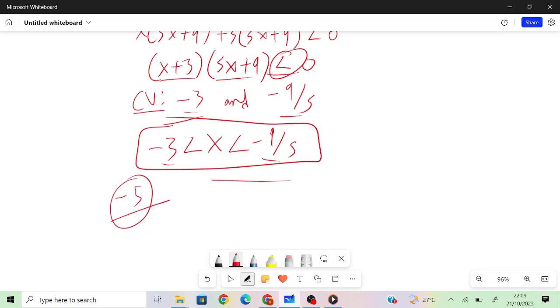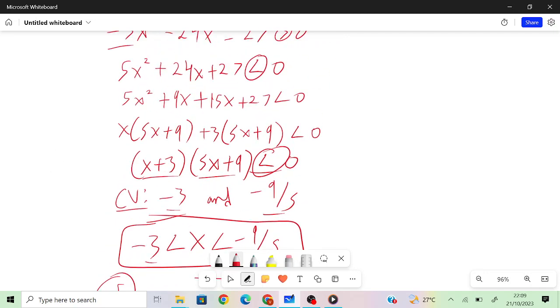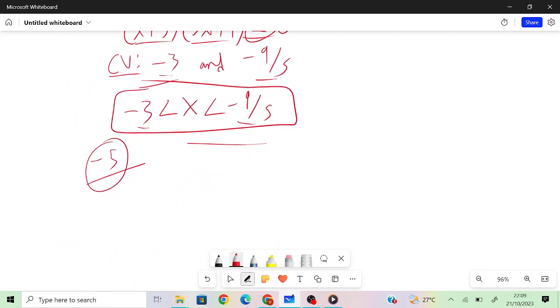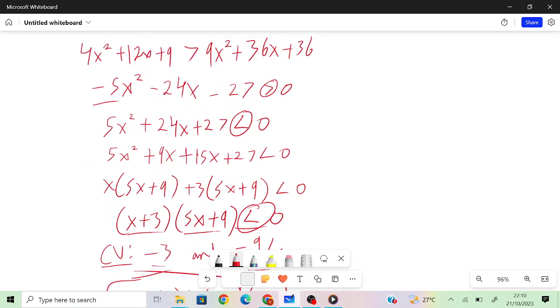Now let's take a value greater than -9/5. -9/5 is roughly -1.8 if I'm not wrong. So let's go ahead and take 0 because we know 0 is greater than -9/5. If we put 0 over here, we have 2 times 0, that's 0, plus 3, which is 3. And if I put 0 over here, I have 0 plus 2, which is 2, times 3, which is 6. And is 3 greater than 6? No, 3 is not greater than 6. Hence 0 cannot hold, and this side of the inequality is also correct, because it has to be less than -9/5, and 0 is greater than -9/5, so it is not meant to hold.